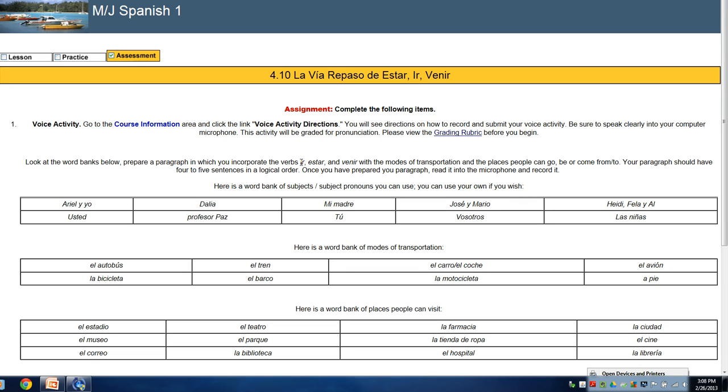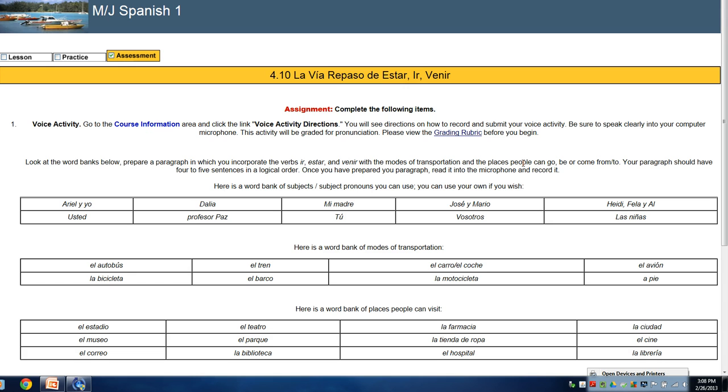You're going to make sure that you're using these 3 verbs, ir, estar, and venir. And remember, you can't just use them in those forms. You have to conjugate them. You have to change them, going back to that lesson and those charts. You need to include modes of transportation and places. So basically everything you've been learning in Module 4 so far.